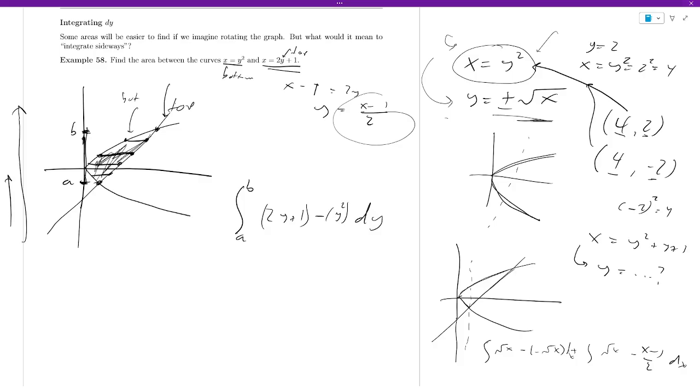Again, we have to find a and b, and again, that's just intersecting our functions. So here, I'm going to intersect, and since I'm working with the functions in terms of y, it's fine just to keep doing that. That makes the most sense. I want to set 2y plus 1 equal to y squared, and then do some algebra.